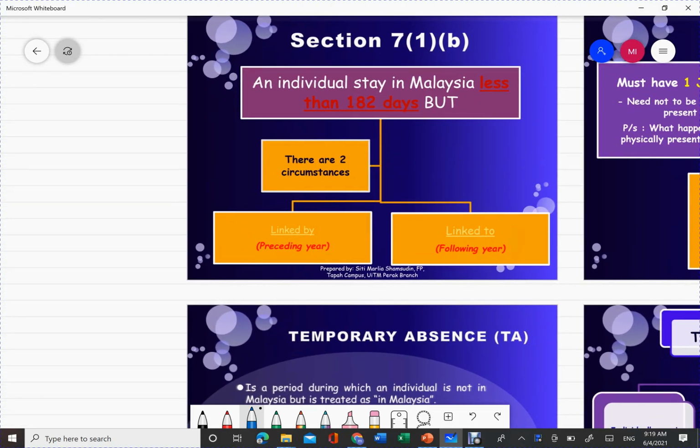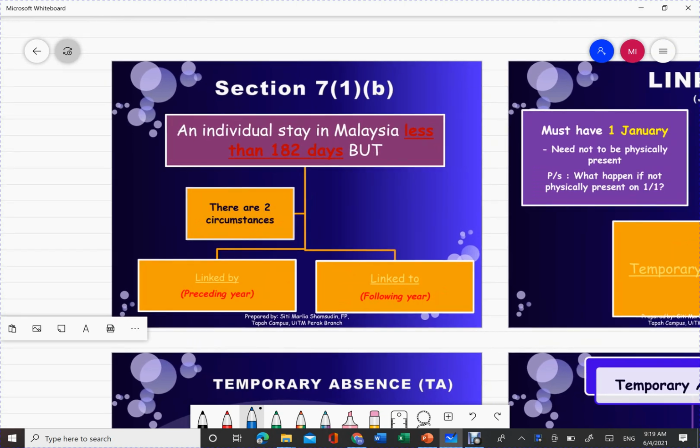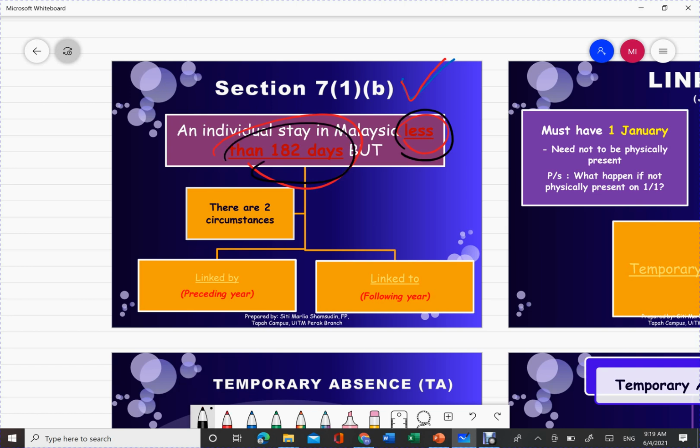Assalamualaikum. So in this video, I will continue, we are still talking about the resident status, but now we are going to look at section 7(1)(b). Under section 7(1)(b), that person will be considered a resident in Malaysia even though the number of days that he was in Malaysia during that particular year is less than 182 days. He stays in Malaysia for less than 182 days, but he can still become a resident.